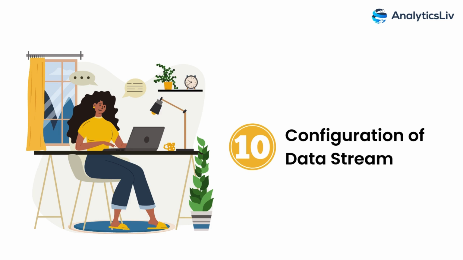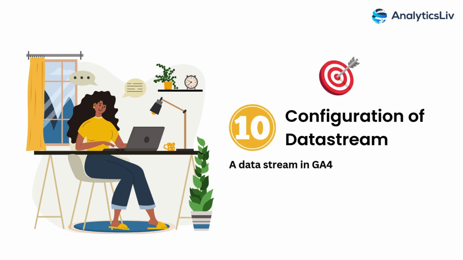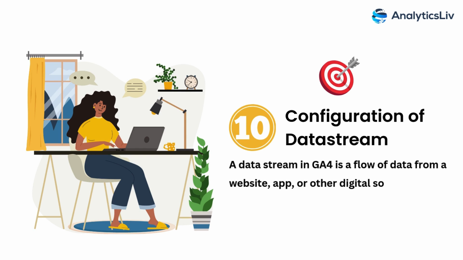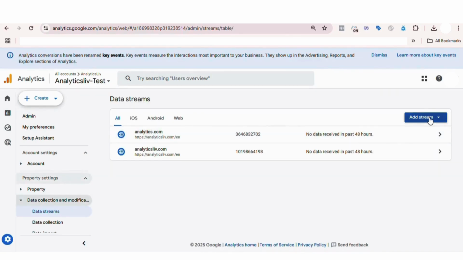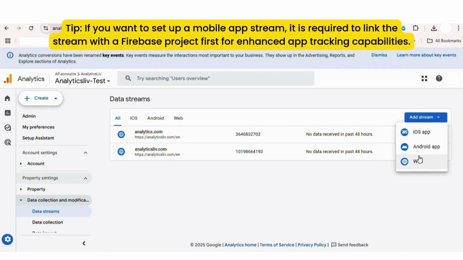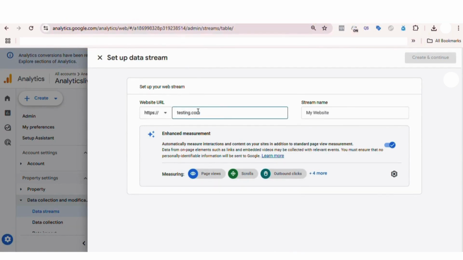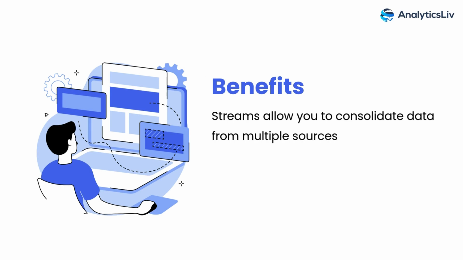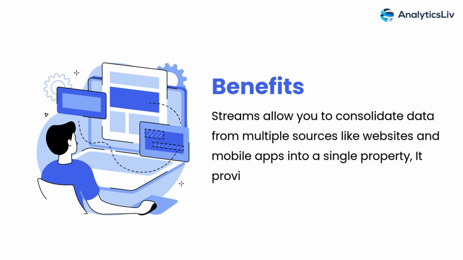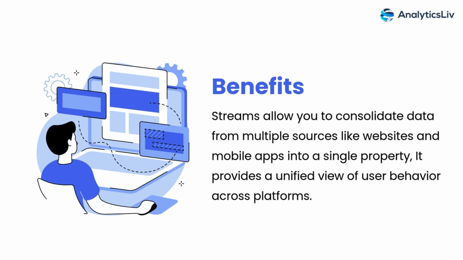Number 10. Configuration of data stream. A data stream in GA4 is a flow of data from a website, app, or other digital source into a Google Analytics property. Data stream. Add a stream as per the business choice. Tip: if you want to set up a mobile app stream, it is required to link the stream with a Firebase project first for enhanced app tracking capabilities. Streams allow you to consolidate data from multiple sources like websites and mobile apps into a single property. It provides a unified view of user behavior across platforms.